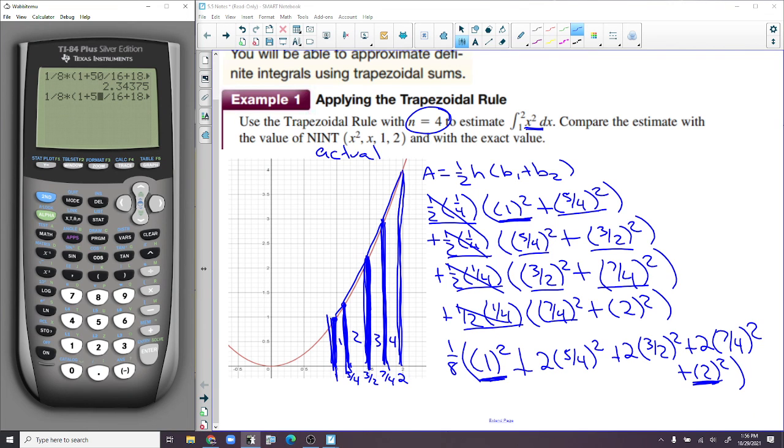I got the 1/8, 1 plus 50/16 plus 18/4. Maybe it is right. Oh, it is? Okay. All right. I just didn't recall it. Anyway, we could have done this.